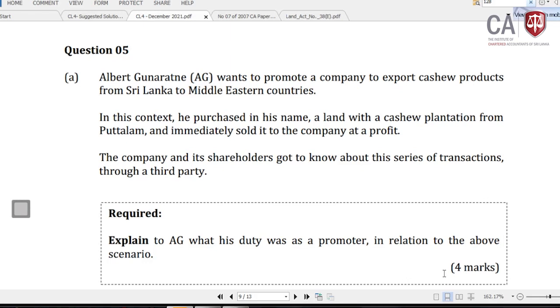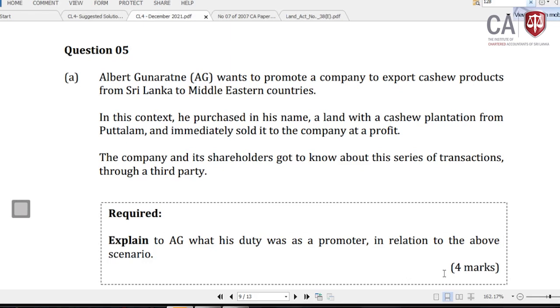Therefore, AG in this instance as the promoter has a duty to make a full disclosure to the company of all the relevant facts, including the profit made by him as the promoter in the transaction with the company. So he has to explain it. He has to say that he purchased it for this particular price in his name and then sold it to the company at this price and generated a profit. A full disclosure without hiding any important information.